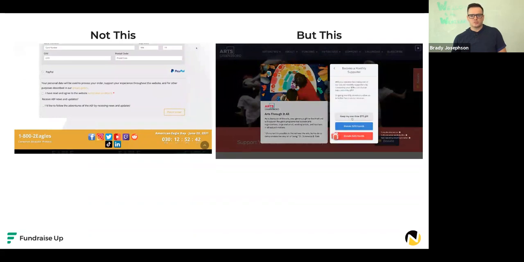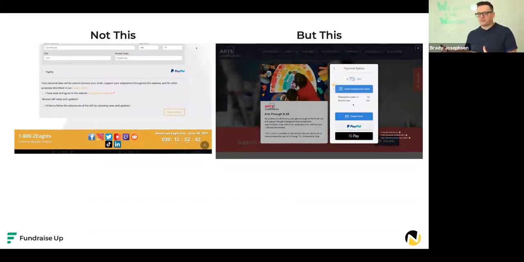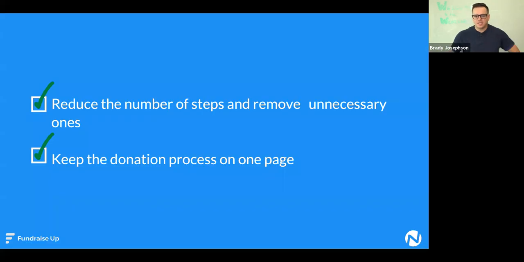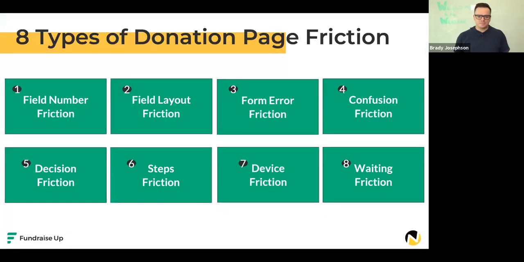So you're reducing the likelihood of someone leaving, especially when we talk about waiting friction or load time. Every time you open a new page or a new window, you're dealing with load time. And especially if you have a poor load time, you could lose donors solely based off windows and load times. So again, this involves your tool, but hopefully you're reducing the number of steps and can remove those unnecessary ones. And as much as you can, keep the donation process on one page or one domain.